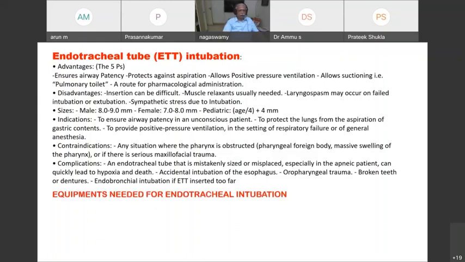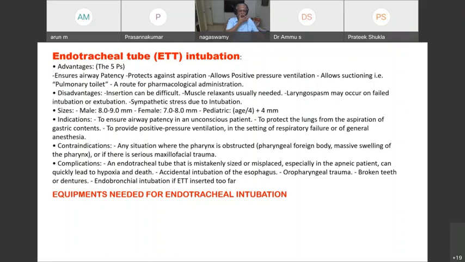What are the equipments needed for endotracheal intubation? This is a question for the junior most. Every day you are doing 1 or 2 GA cases in your theatre, isn't it? What are all the equipment? Laryngoscope, very good. Appropriate laryngoscope blade and laryngoscope handle. Okay, then working suction apparatus. Pharmacological drugs. And of course the endotracheal tube you need.